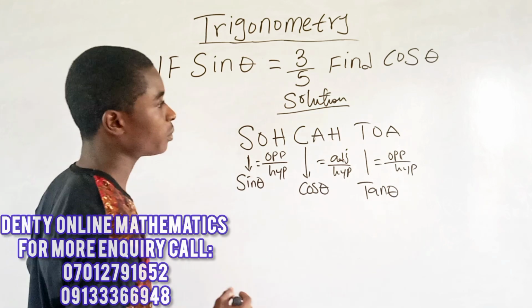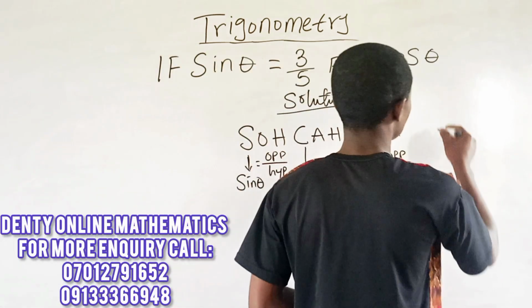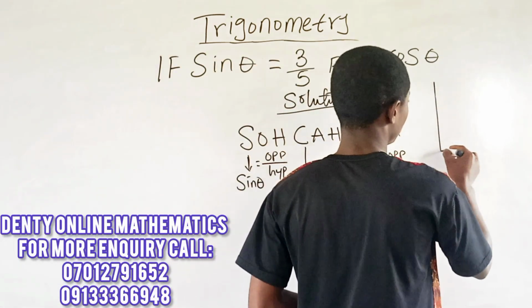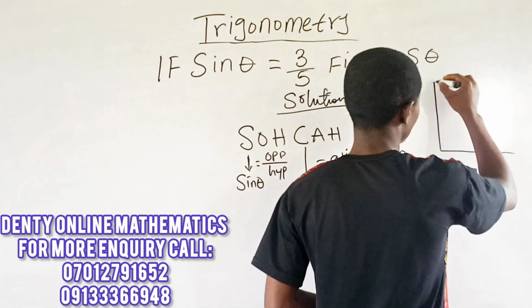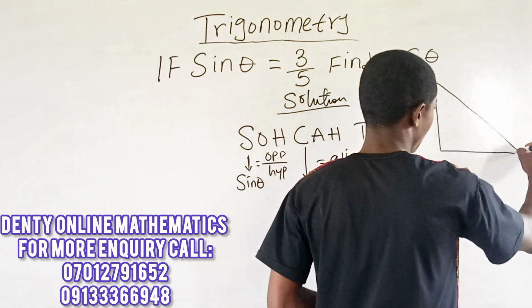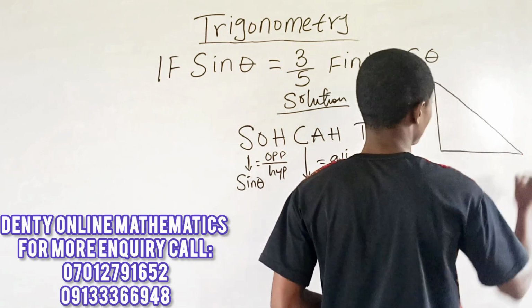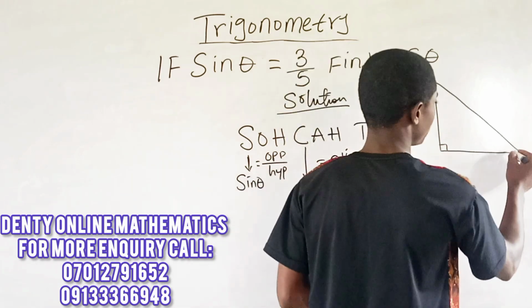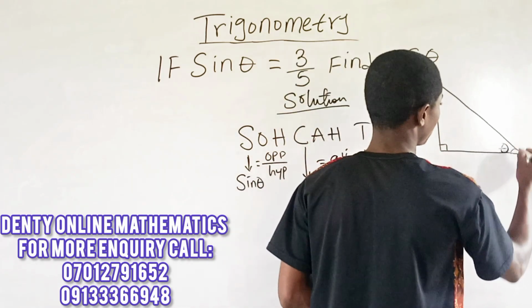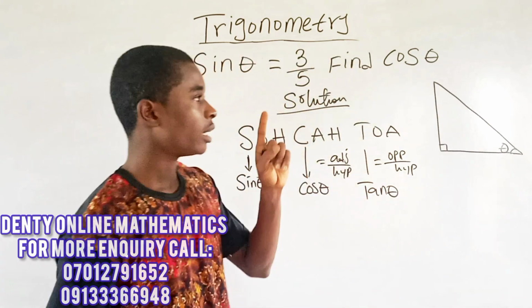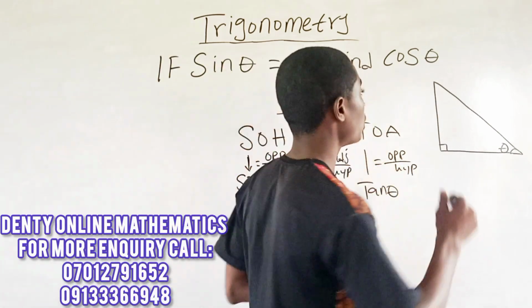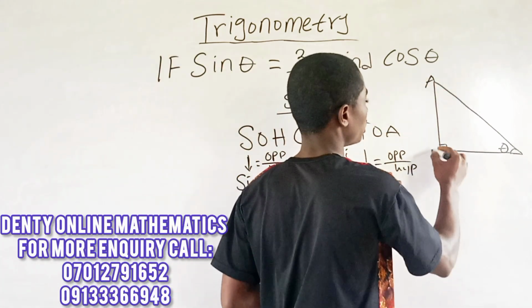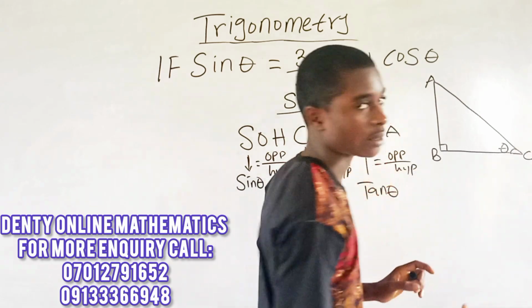Now, let's assume that this triangle looks like this. This is one thing you need to know. This should be our 90 degrees. Let's take this to be our theta. That's our angle. Now, let's just name the vertices. We can call this A, call this B, call this C.